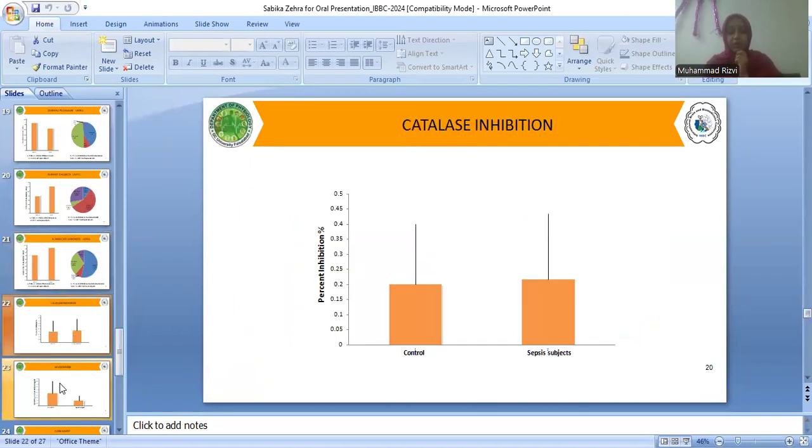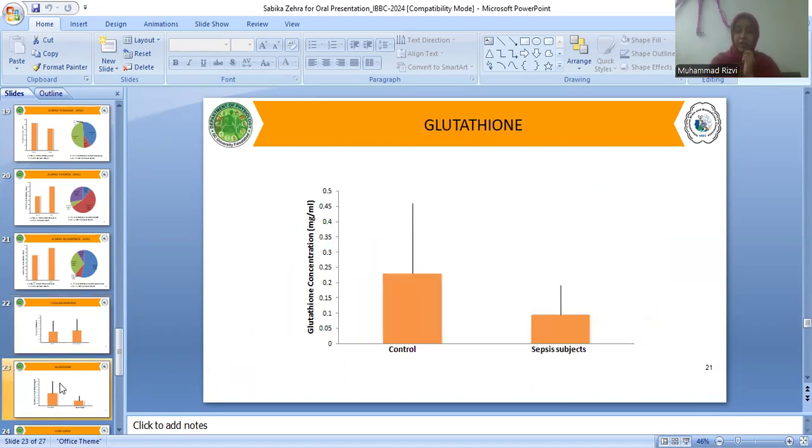This is a graphical representation of catalase inhibition. It shows that in sepsis subjects, the catalase inhibition is more than control, whereas the glutathione concentration decreased in the sepsis subjects.